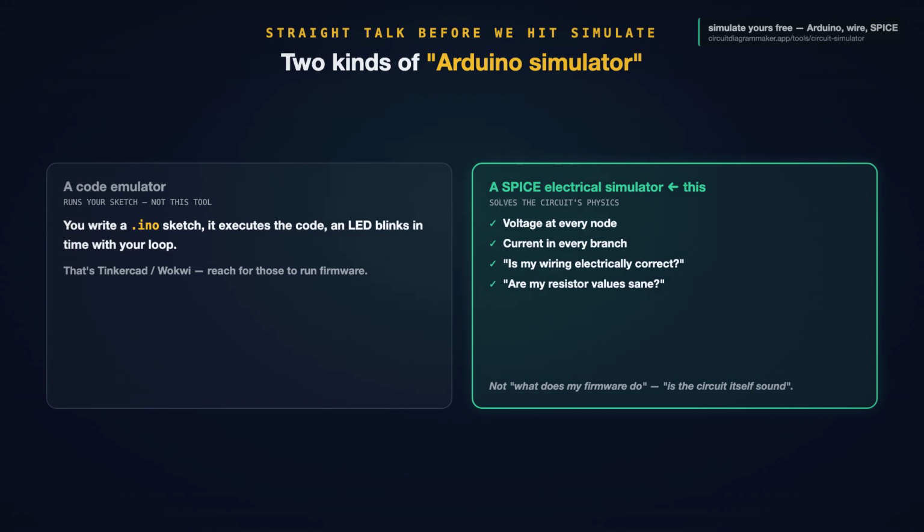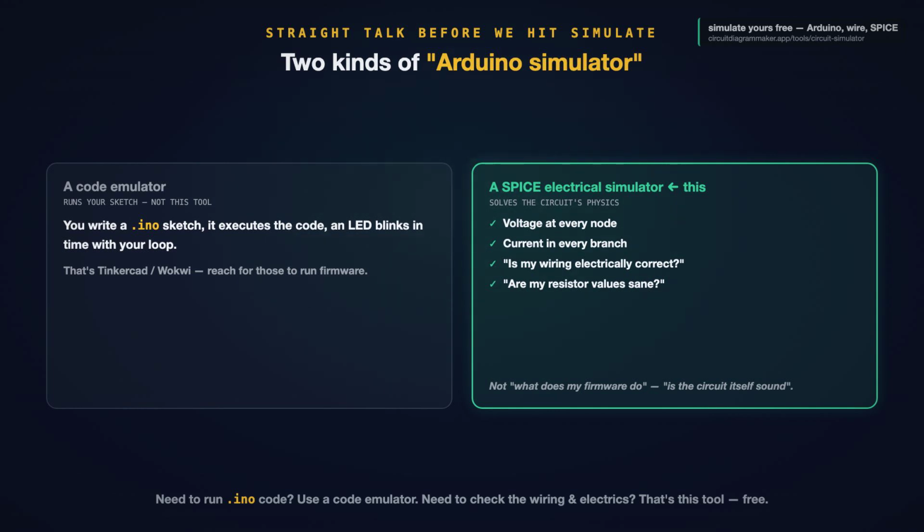So it answers: is my wiring electrically correct, and are my resistor values sane? Not what does my firmware do? If you need to run actual .ino code, reach for a code emulator. If you want to check the circuit itself, the wiring, the divider, the pull-up, the current through an LED, that is exactly this tool's job, and it is free.